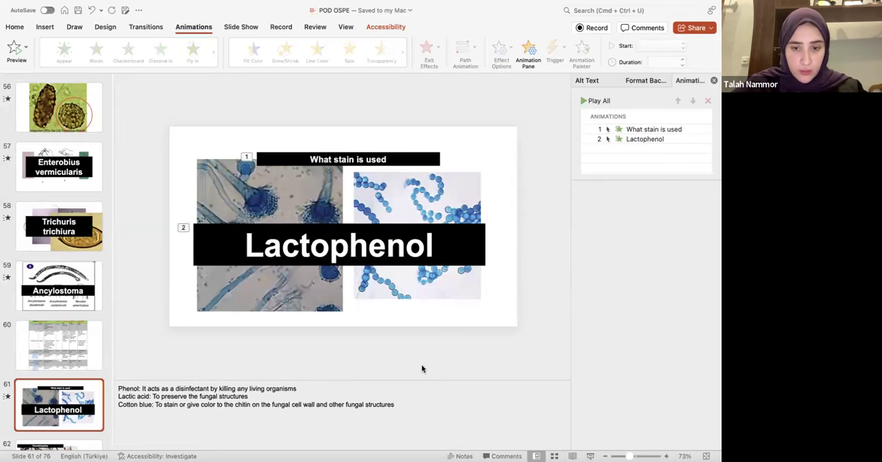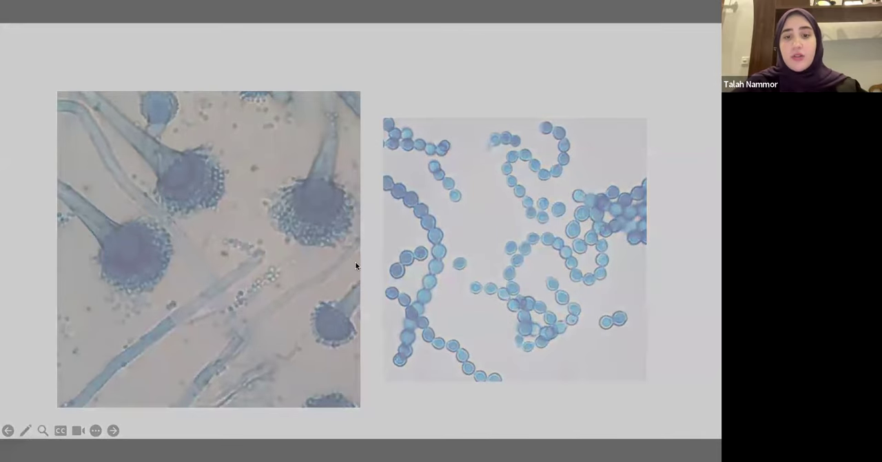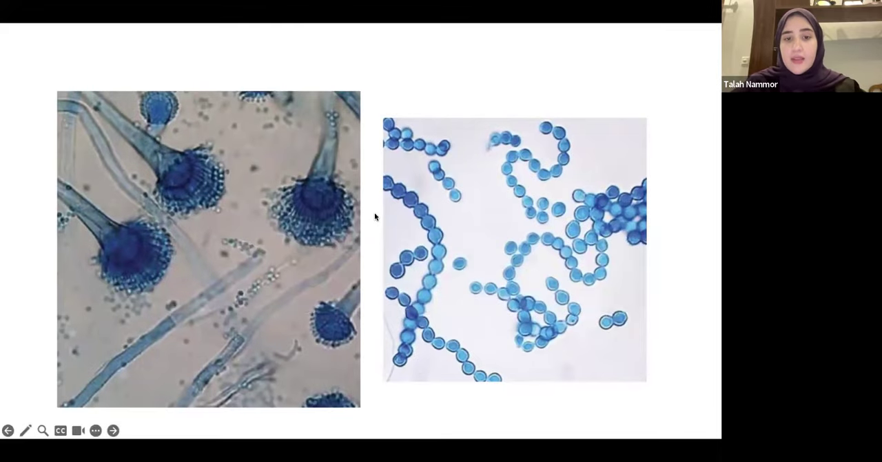Now, why is it important? Of course, guys, I didn't memorize these details, trust me, I won't memorize them, but it contains phenol. Okay. Now the phenol will act as a disinfectant. It will kill any living organism. The lactic acid is there to preserve fungal structures and the blue is just a color. So the idea is lactophenol: the phenol is to kill anything else, but lactic acid is to preserve it.